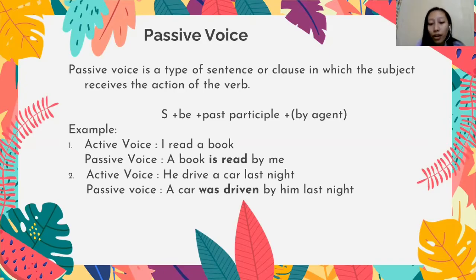Sometimes, we use the passive voice because we don't know or do not want to express who performed the action. Example, all the cookies have been eaten. We don't know who has eaten the cookies, and maybe those who make the sentence do not want us to know who has eaten the cookies.